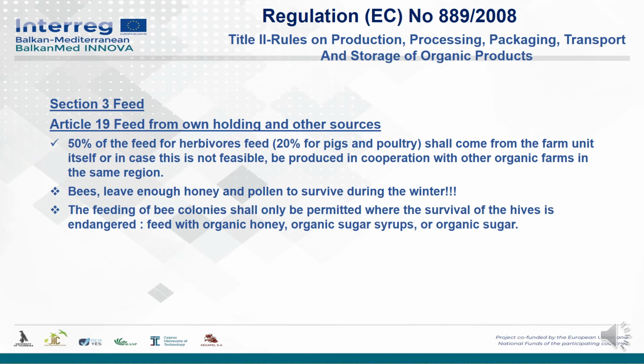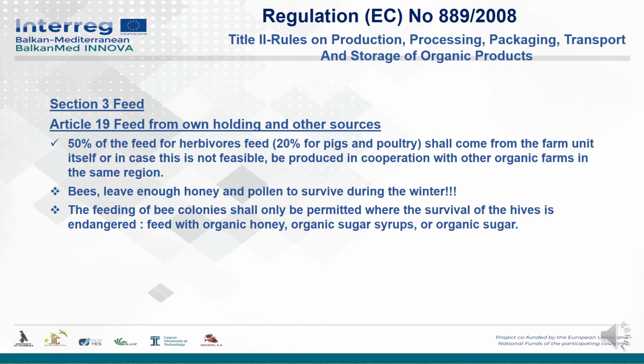Section 3. Feed. Article 19. Feed from own holding and other sources. 50% of the feed for herbivores, 20% for pigs and poultry, shall come from the farm unit itself or, in case this is not feasible, be produced in cooperation with other organic farms in the same region.